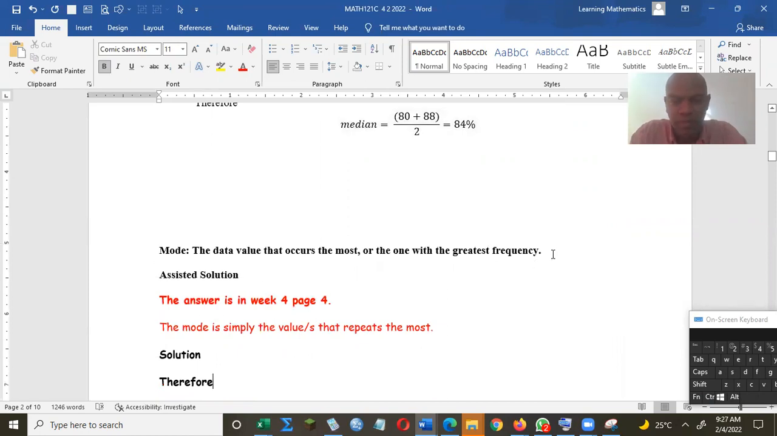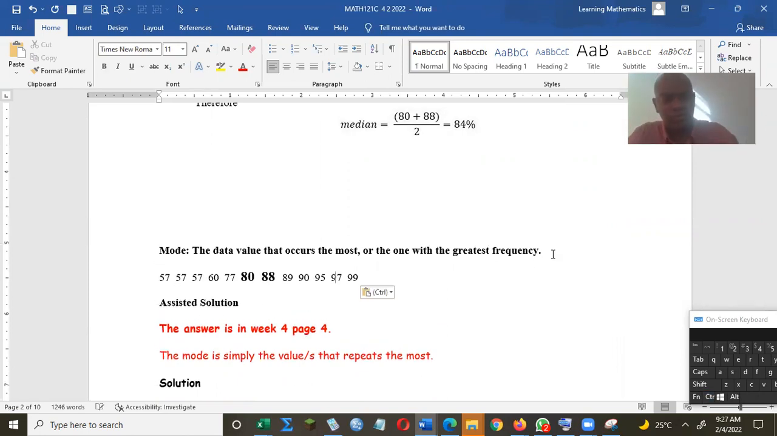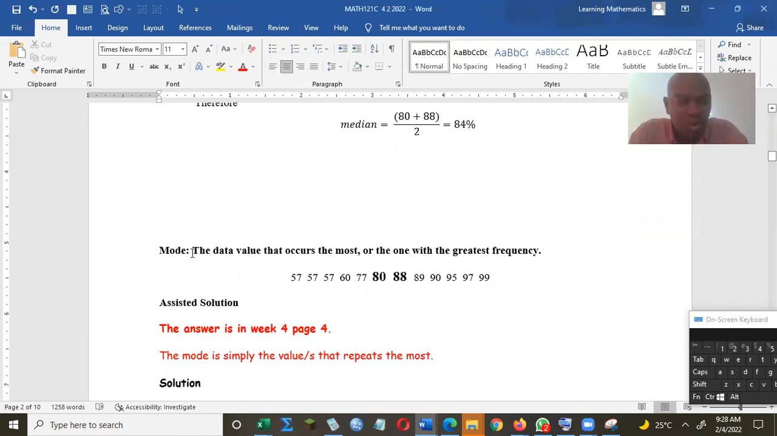Okay, mode. You want to find the mode of these numbers. Now, the mode is the data value that occurs the most. In fact, they rhyme: mode, most. So the mode is the data value that occurs the most, or the one with the greatest frequency.